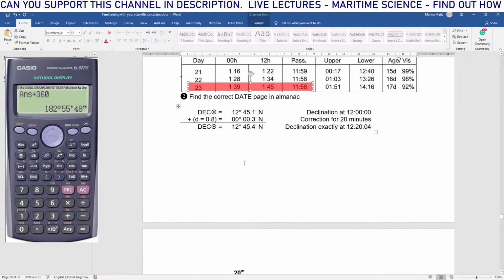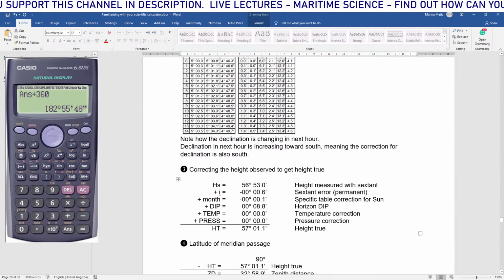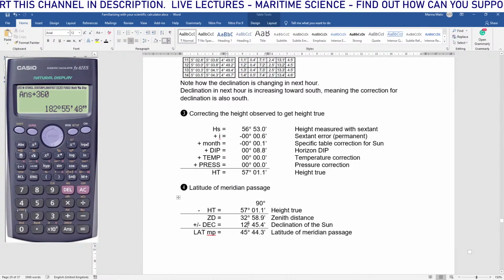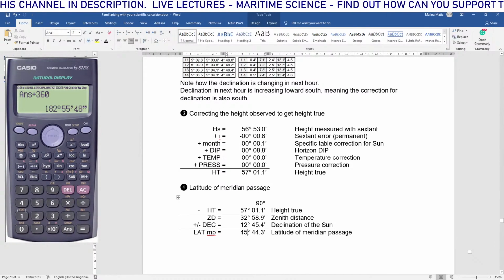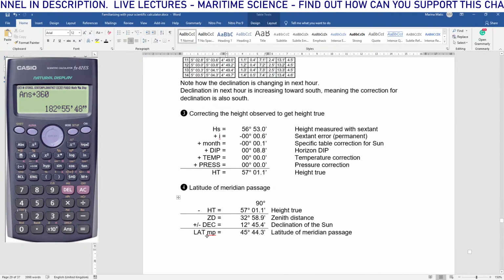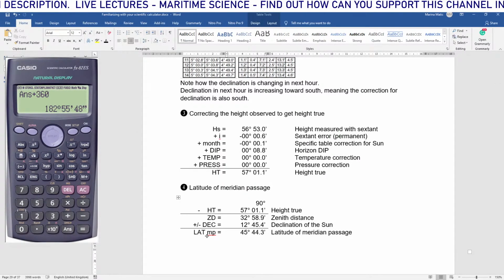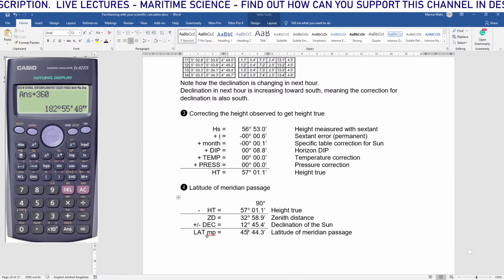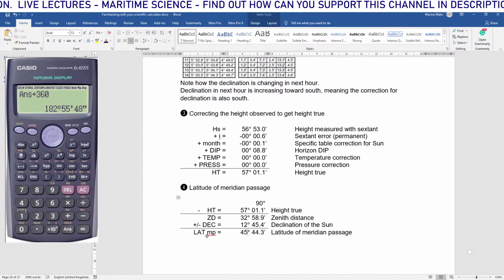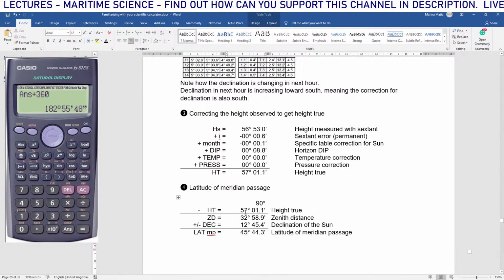And once you have that time of meridian passage, you read the declination. And now to get the latitude of meridian passage, you have 90 minus true height plus or minus declination, and you directly get the latitude of meridian passage. So that's the advantage of the Polaris star and observing the sun at noon, that you directly get your latitude of position. You don't have to calculate an additional line for latitude. You only need one more observation to get longitude, but latitude is already calculated.